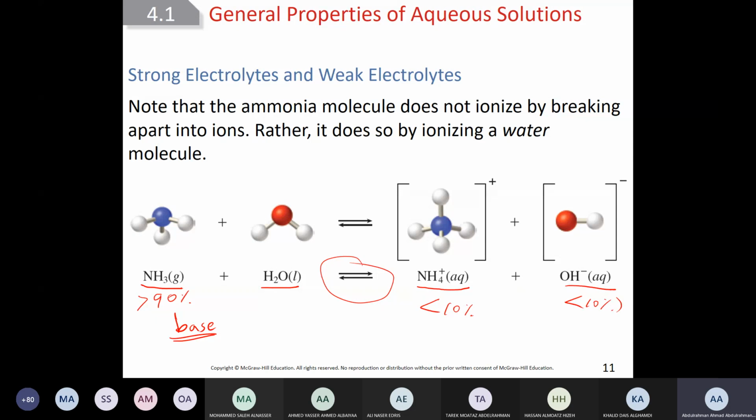Doctor, are all weak acids less than 10%? Yes, most of them. Very, very rare you have more than 10%. In this case, do we say weak acid or weak base? Weak base, of course. Why would you say acid? It's not acid, it's base. So you say weak base. Is it weak electrolyte or strong electrolyte? Weak electrolyte. Don't forget this also.